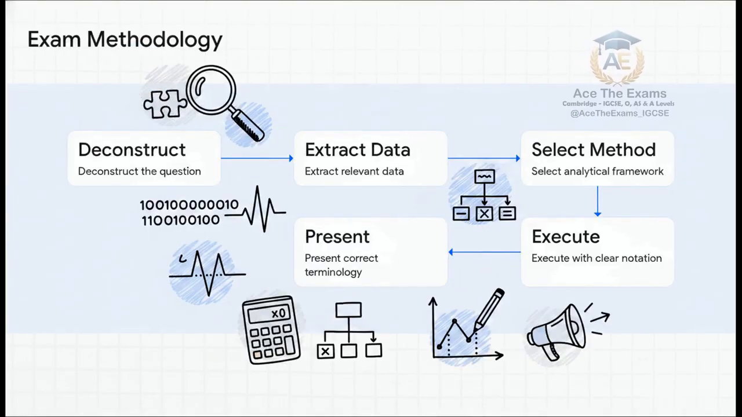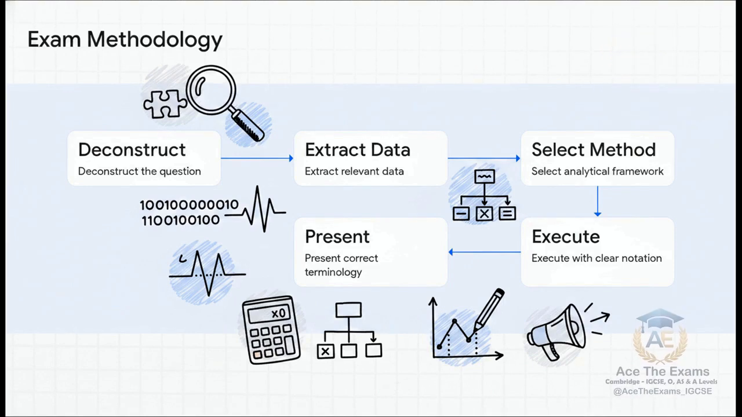Whenever you face a bit streaming question, deploy this 5-step framework. 1. Deconstruct the exact requirements. 2. Extract your relevant data, like bandwidth limits or binary values. 3. Select your analytical framework. 4. Execute it using clear mathematical notation. And 5. Present your solution using rigorous technical terminology.